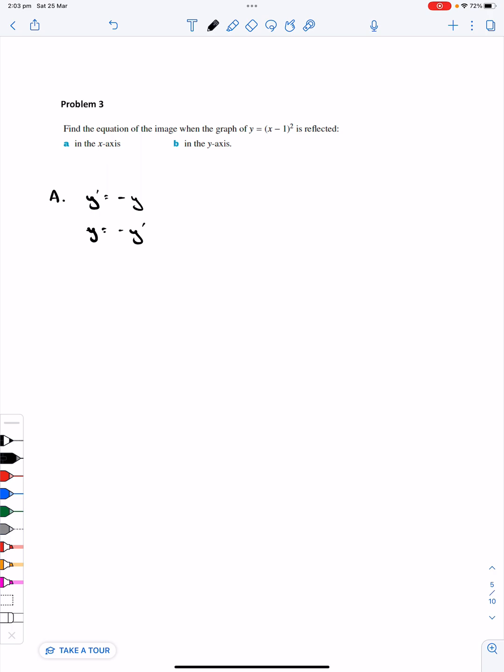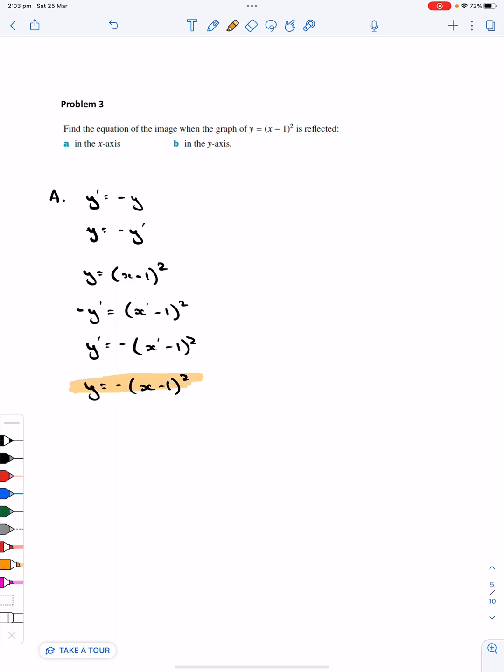Therefore, if I start with my original equation, y equals (x minus 1) all squared, what I'm going to do here is substitute my values in. Negative y image equals (x image minus 1) all squared. Let's isolate y image by itself: y image equals negative (x image minus 1) all squared. I can now write this in my transformed form, y equals negative (x minus 1) all squared. If I look at this graphically, this will be my answer for what my expression should be.